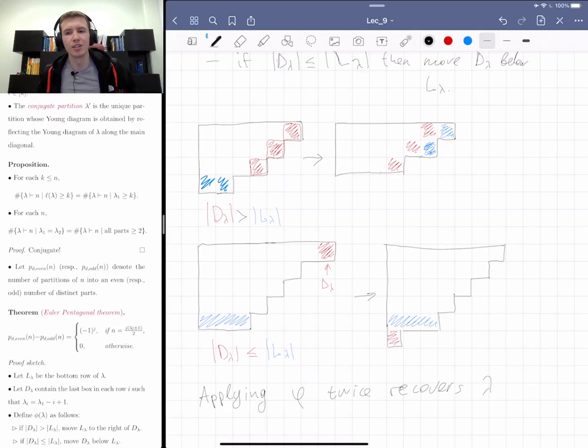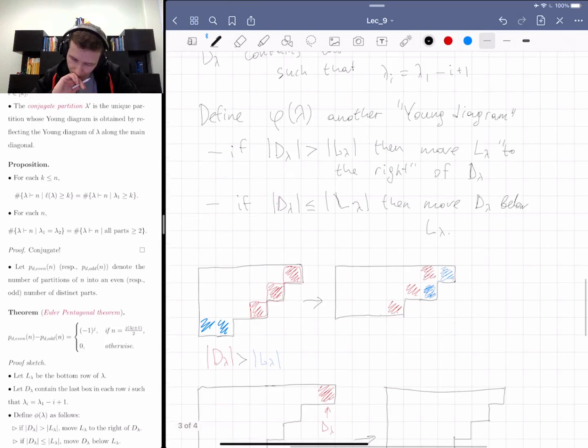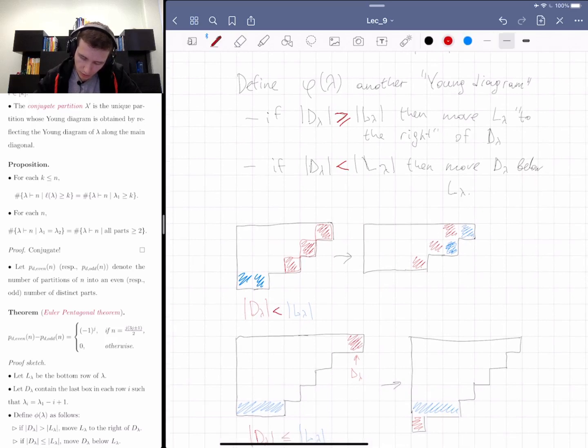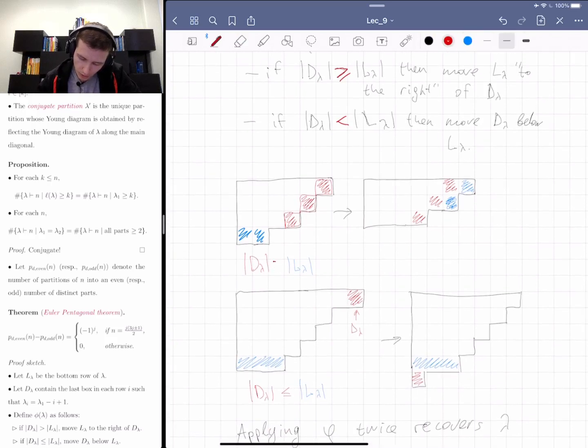I wonder if it makes sense, or any questions up until this point? If d lambda is equal to L lambda, the two bottom rows have the same number of boxes. Yeah, I think it should be the other way around, right? It should be, yeah, thank you. So instead, this should be greater than or equal, and this should be strictly less. No, sorry, greater than or equal. This is strictly less. You want the result to be distinct. So if this d lambda is equal to the bottom row, then you move the bottom row. Let me try another example.